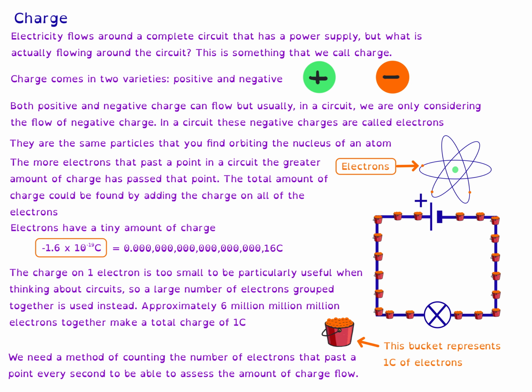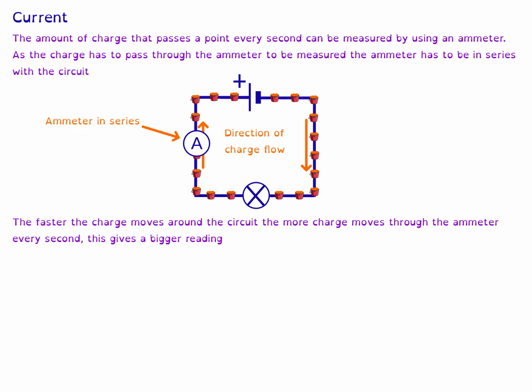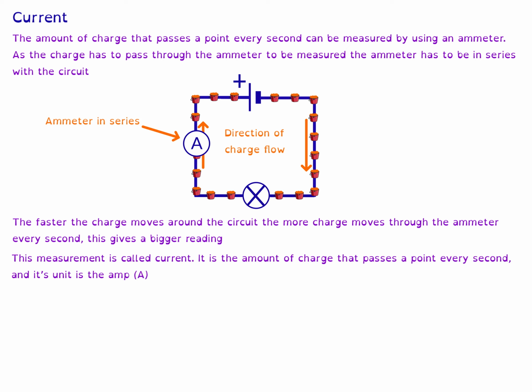We need a method of counting the number of electrons that pass a point every second to be able to assess the amount of charge flow. The amount of charge that passes a point every second can be measured using an ammeter. As the charge has to pass through the ammeter to be measured, the ammeter has to be in series with the circuit. The faster the charge moves around the circuit, the more charge moves through the ammeter every second. This gives a bigger reading. This measurement is called current. It is the amount of charge that passes a point every second, and its unit is the amp, capital A.